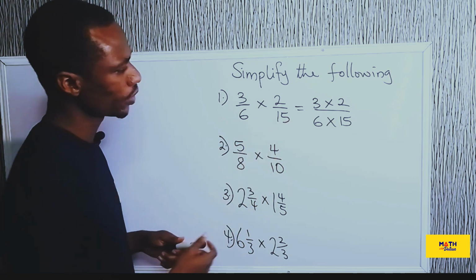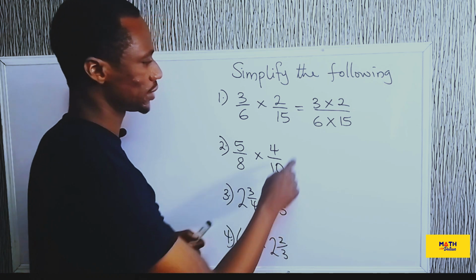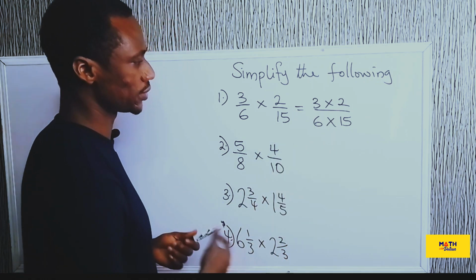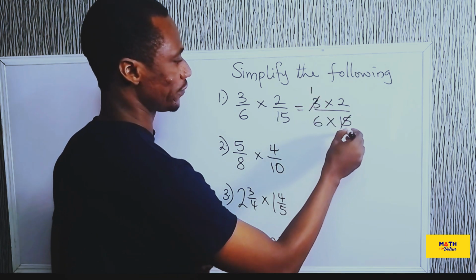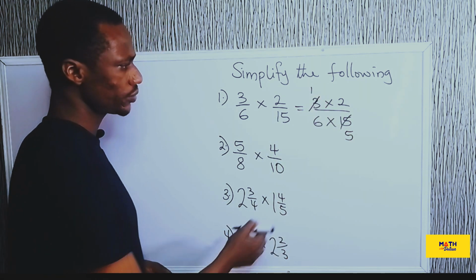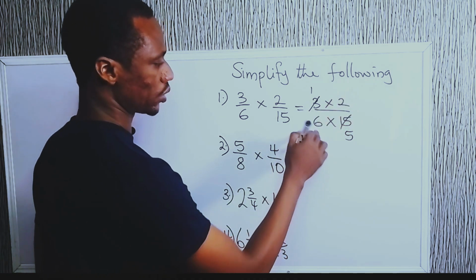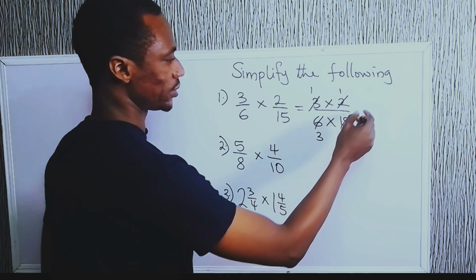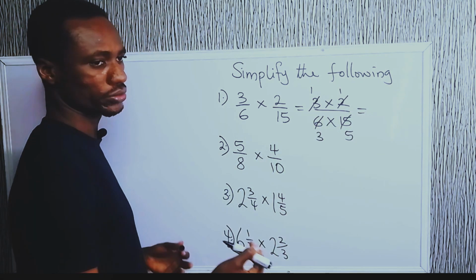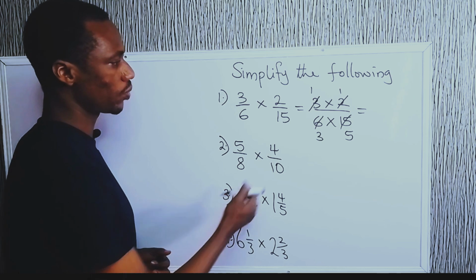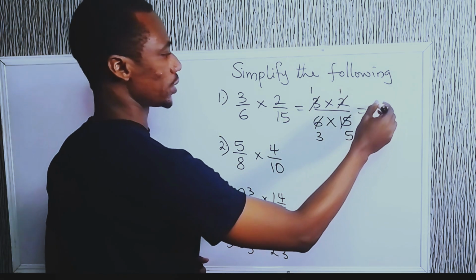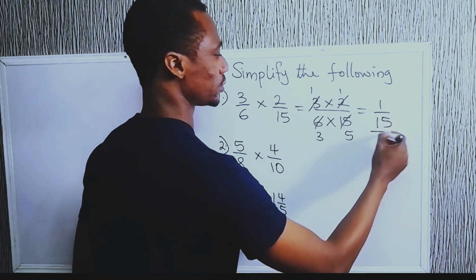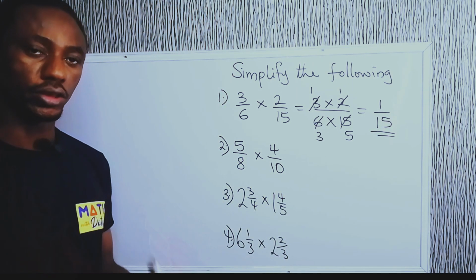So let's look at this. We have 3 upstairs, 2 upstairs. Is there a number that 3 can divide downstairs? Oh yes, 3 can go in 3 once, and 3 in 15 is 5. Then we can see that 2 also can go in 6, right? So 2 in 2 is 1, and then 2 in 6 is 3. Is there any other thing? No, we can't simplify further. So what we have left upstairs, 1 times 1, which is 1, and then 3 times 5, which is 15. And that's the simplified form of the fractions.